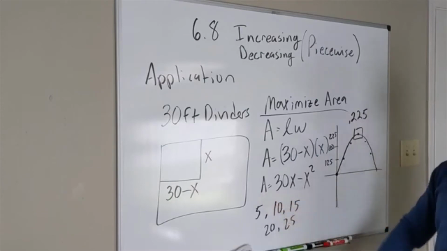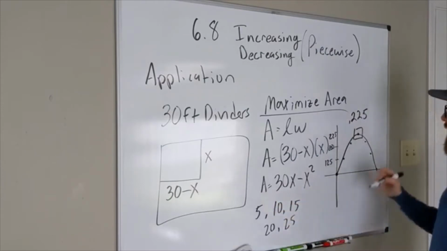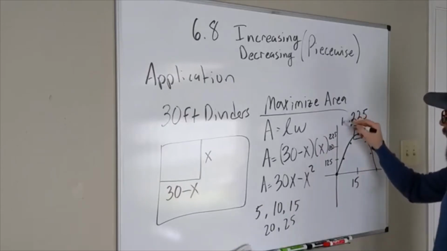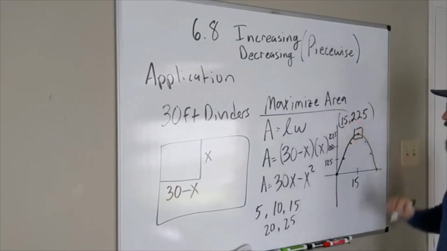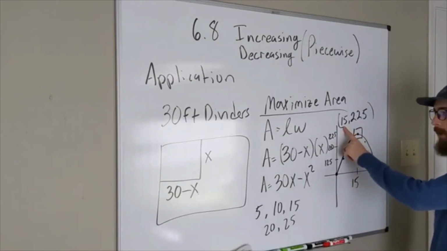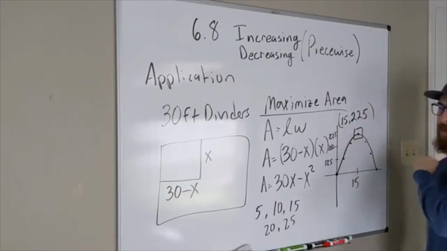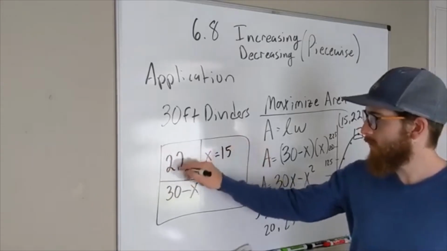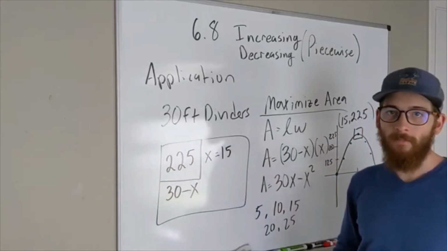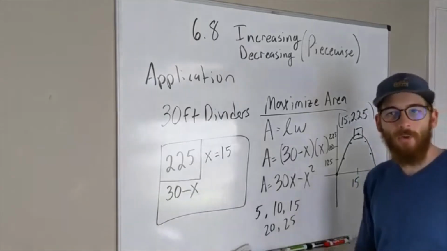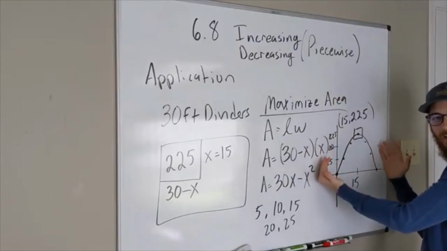Okay, that's my y. But what x value gave me the 225? That would be 15. So my point, (15, 225), tells me two things: how long the sides have to be and what the area will be. So x is equal to 15, and the area is 225. You can do this with any area maximization problem. It's really kind of cool. Now you can use a calculator, Desmos, whatever you want to graph this.